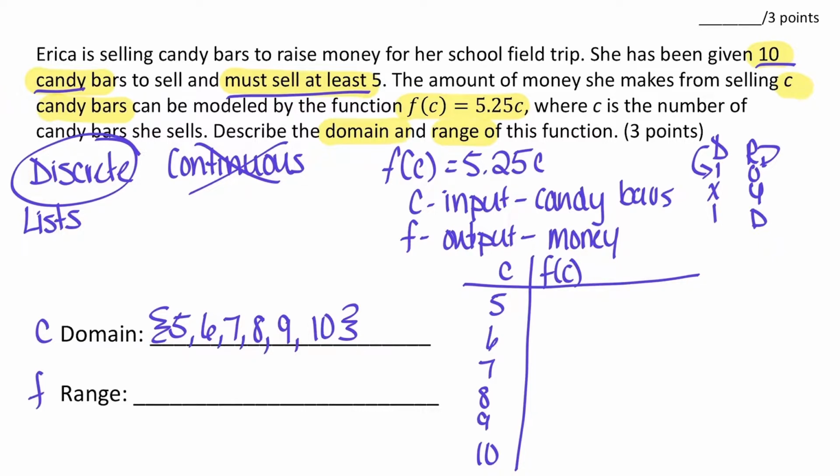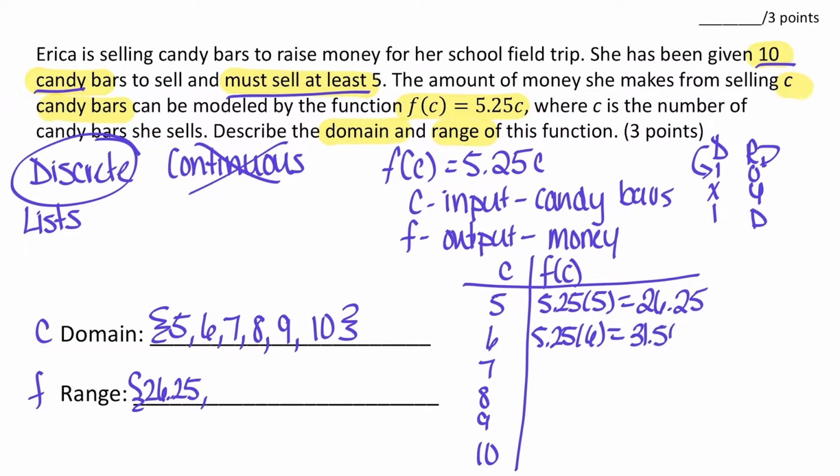So when we plug in 5, we get 5.25 times 5, which is $26.25. So that's the first value in the range, $26.25. Now we need to plug in 6, so we get 5.25 times 6, which gives you a value of $31.50. So now we need to plug in 7. We have 5.25 times 7, which gives you a value of $36.75.